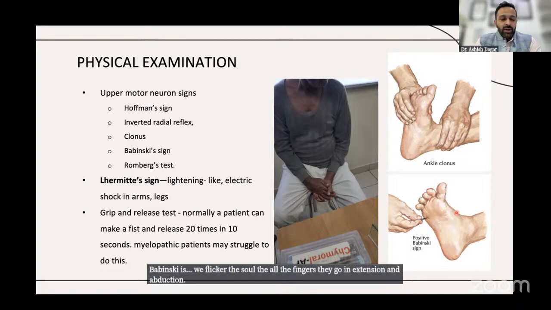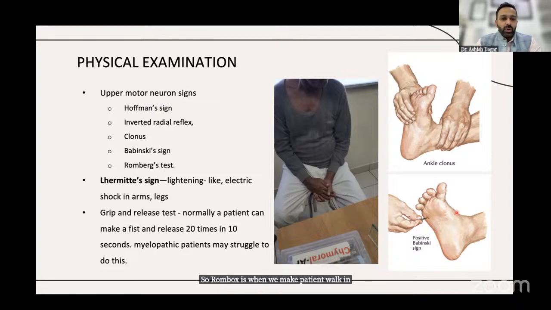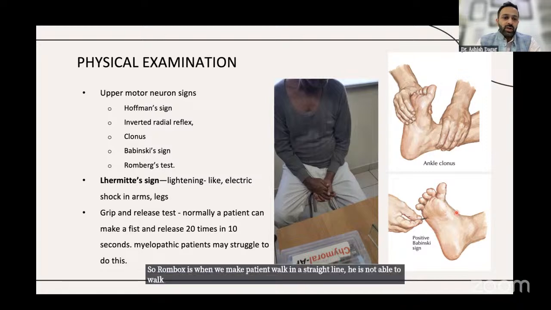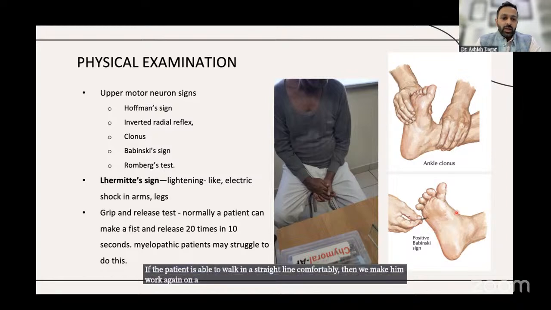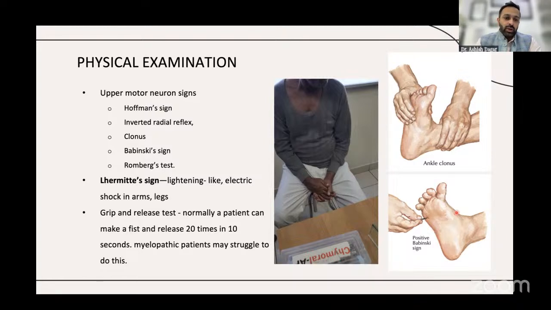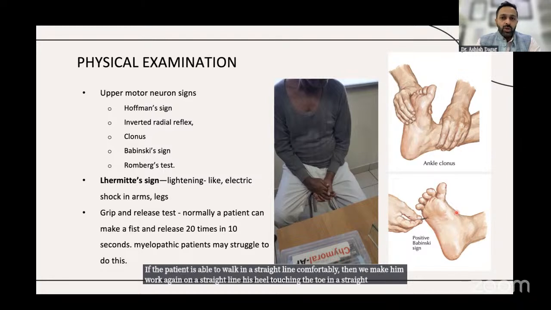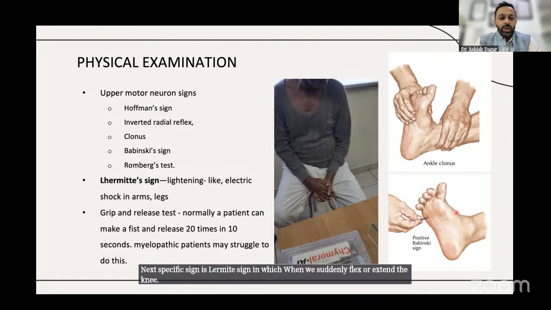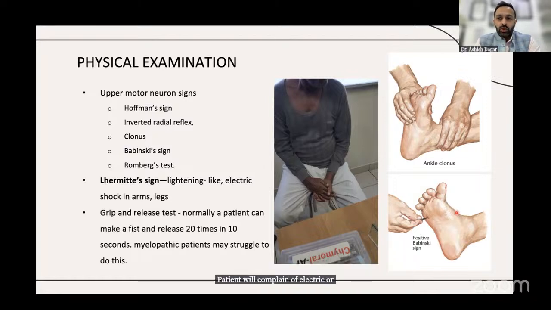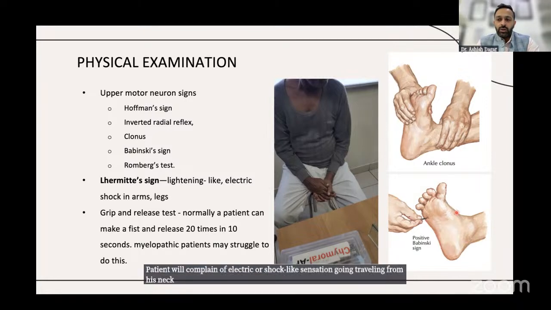Romberg's is when we make the patient walk in a straight line, and he is not able to walk in a straight line comfortably. He wobbles around. If the patient is able to walk in a straight line comfortably, then we make him walk again on a straight line with his heel touching the toe. If he's not able to do that maneuver, then again Romberg's is positive. Next specific sign is Lhermitte's sign, in which when we suddenly flex or extend the neck, the patient will complain of an electric or shock-like sensation traveling from his neck down into his arms or legs.